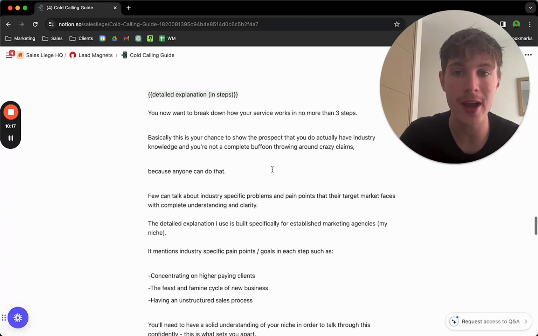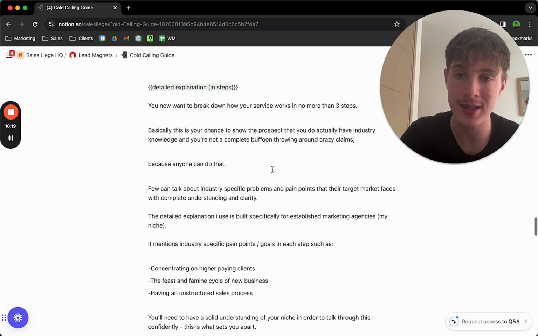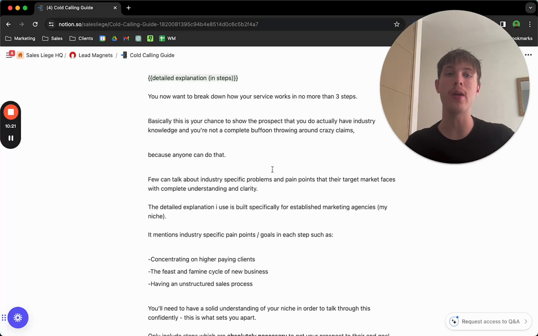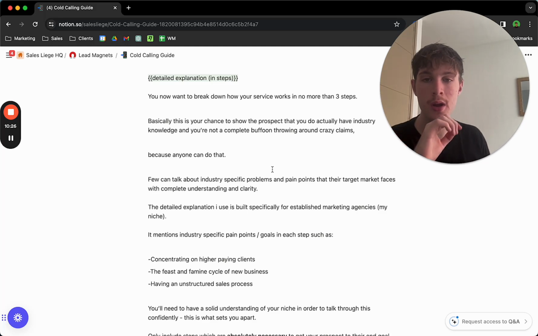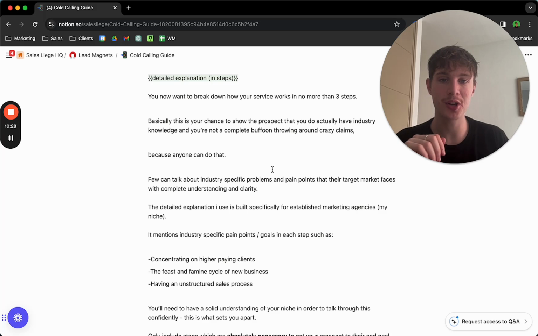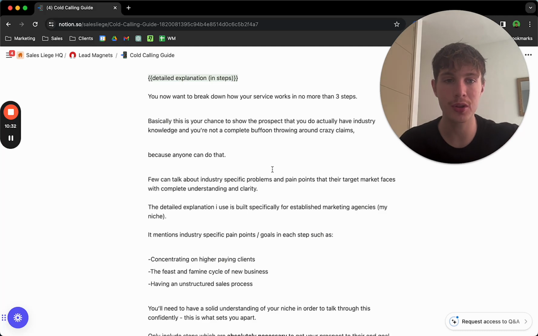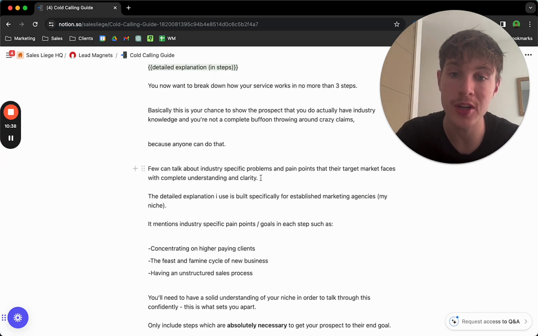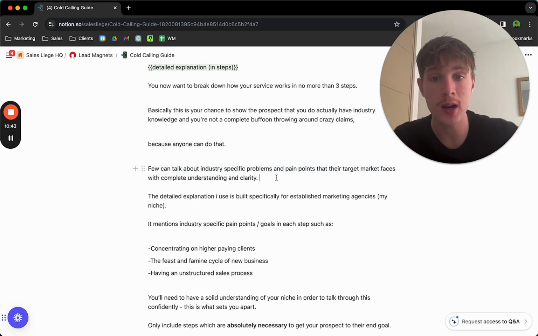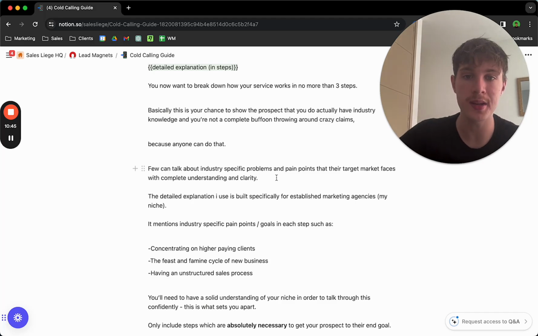So again, detailed explanation and steps is the next stage. Now we want to break down how your service works in no more than 3 steps. It's your chance to show the prospect that you actually have industry knowledge and you're not just some idiot throwing around crazy outcomes. Few people can actually talk about industry-specific pain points and problems that their target market is facing, and do it with complete understanding and clarity.